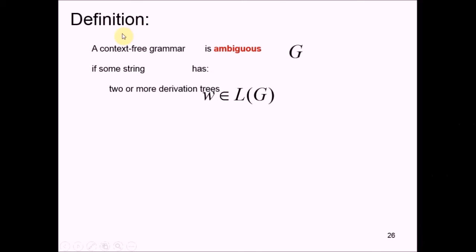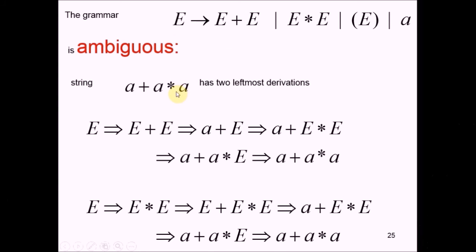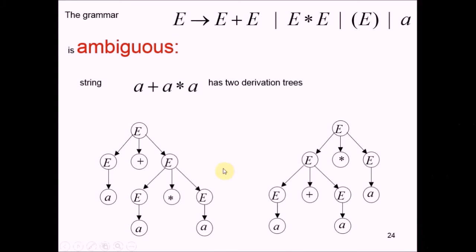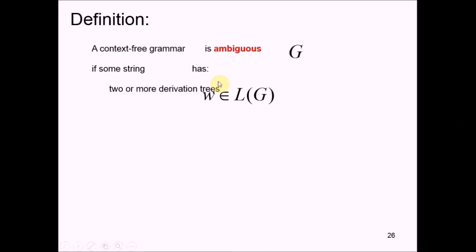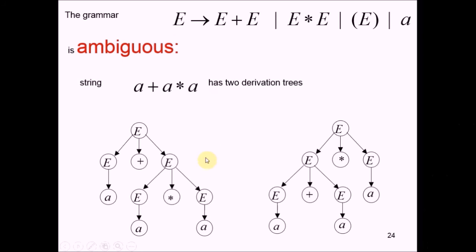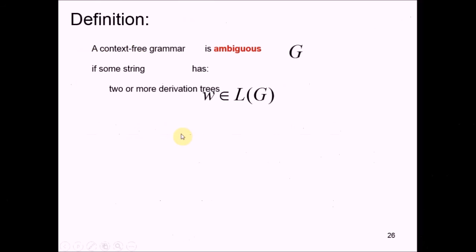Now, defining ambiguity. A context-free grammar is an ambiguous grammar if some string W belonging to L of G has two or more derivation trees. The string A plus A star A was there in our example previously. We got two parse trees, two derivation trees. So with respect to our definition, there are two parse trees, both are leftmost parse trees. So this grammar is ambiguous.